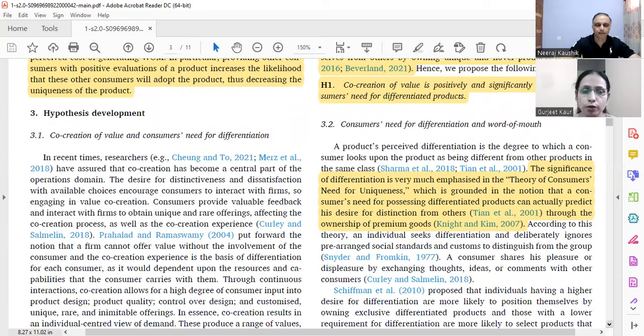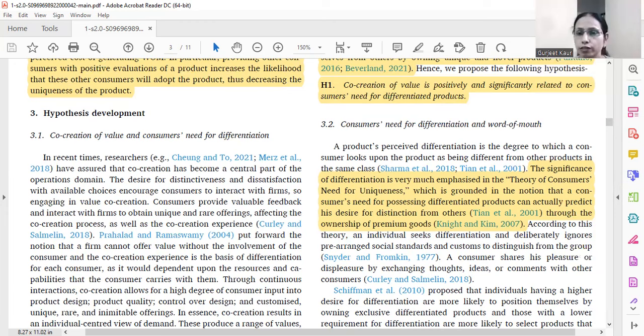Okay, so hypothesis development. We developed three hypotheses. As you know, what matters is the literature, because for each and every hypothesis we have to provide literature support, sir. The very first hypothesis we set up here is that co-creation of value is positively and significantly related to consumers' need for differentiated products. This is very much established. From the literature you could see that this is what is expected.